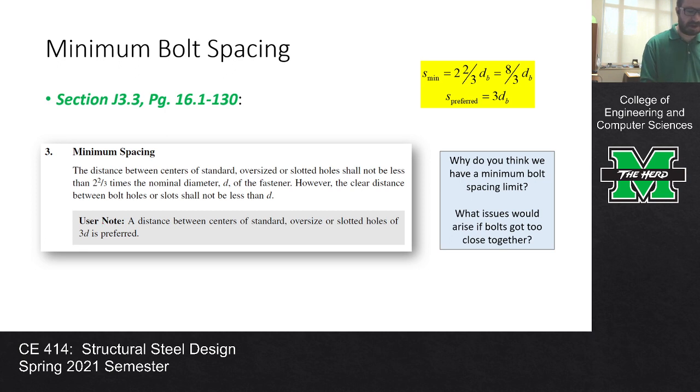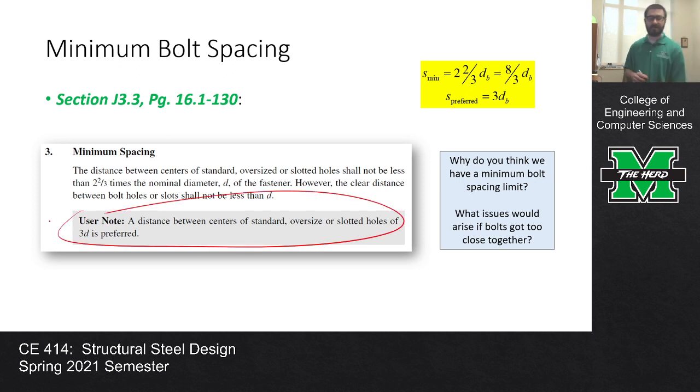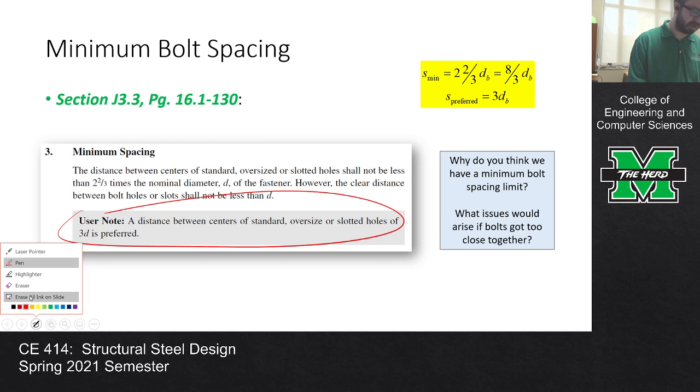Now, there's also a user note here that says that the preferred spacing is 3 times the diameter. Sometimes engineers will use the preferred. Sometimes engineers will use the minimum. In design land, I'll tell you which one I want you to use, if I want you to use preferred or if I want you to use minimum. And then as we get to the end of bolted connections, I'll talk to you about some very common practices that you find in bridge engineering land, and building engineering land, not just bridges, but steel land in general.